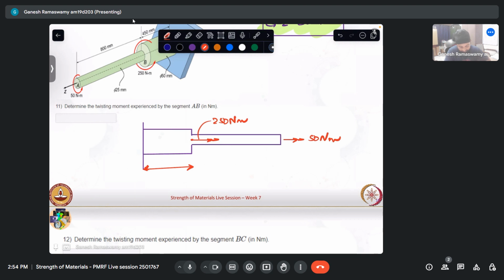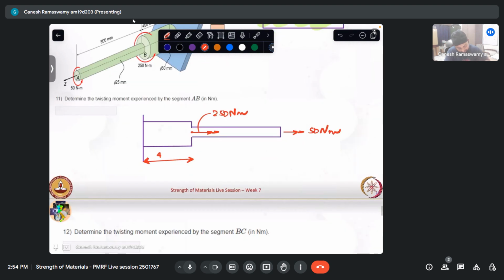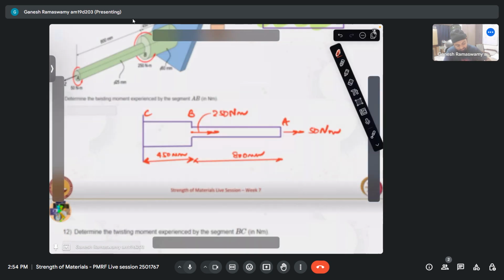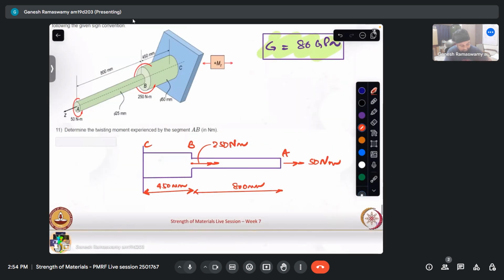This length is given to be 450 mm. This length is given to be 800 mm. So this is point C, B, and A. One can see from the diagram, this is point C, B, A. So this is fixed. And the diameters: this is of diameter 50 mm. This is of diameter 25 mm.